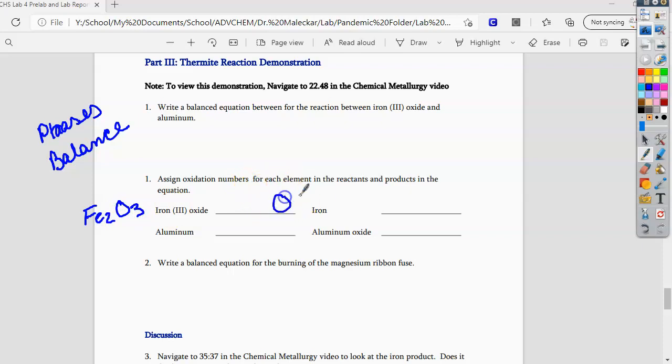You know oxygen is always what? You know iron has to be what? You know what the charges of elements are when they're by themselves? And then figure out the charge of aluminum and oxygen.